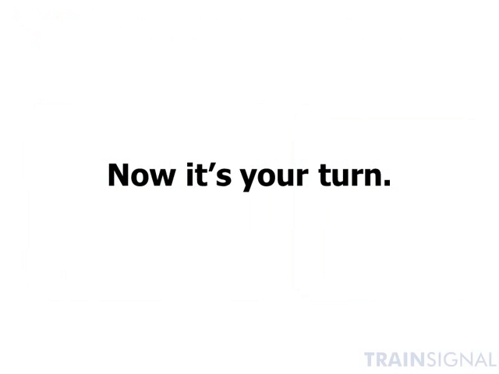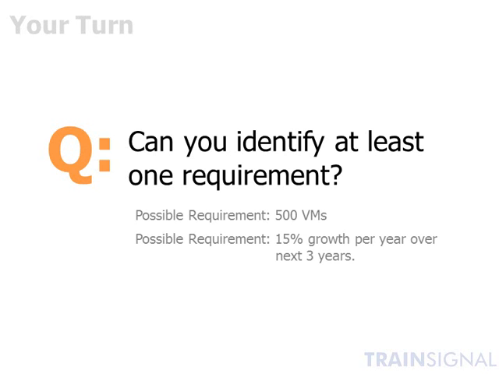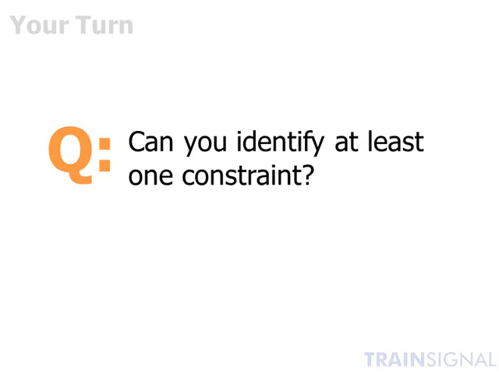Based on the information I just provided to you, let's see how well we do with some of these questions. First, can you identify at least one requirement? Pause the video training here if you need to think about this, or feel free to rewind it if you want to look back at the scenario information. If you said that a requirement was that Wired Brain Coffee needed to run 500 VMs, you're right. That is one of the requirements that was found inside that scenario background. Also found as a requirement was Wired Brain's growth requirements, which they specified as 15% growth per year over the next 3 years.